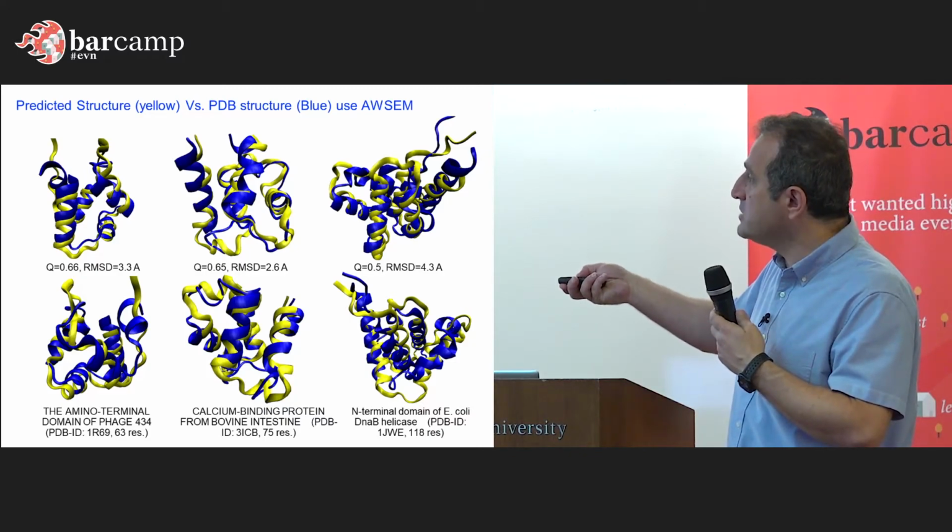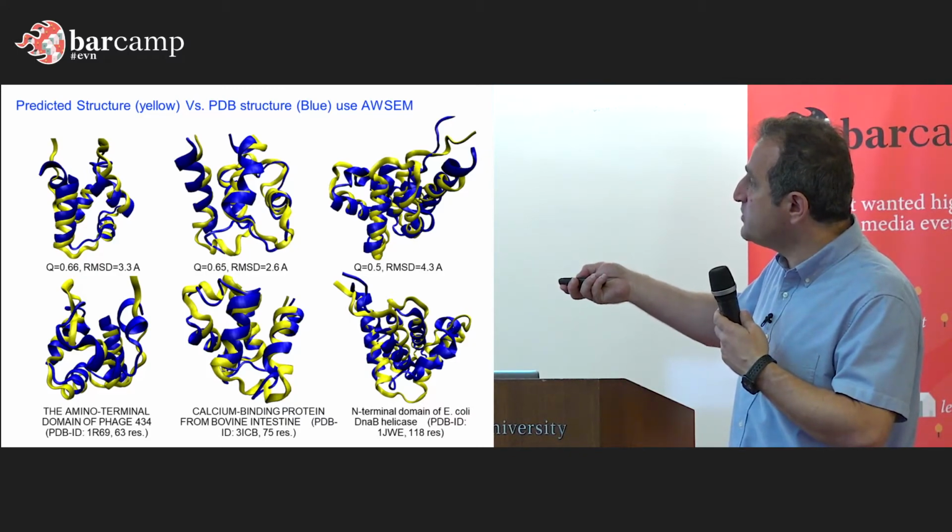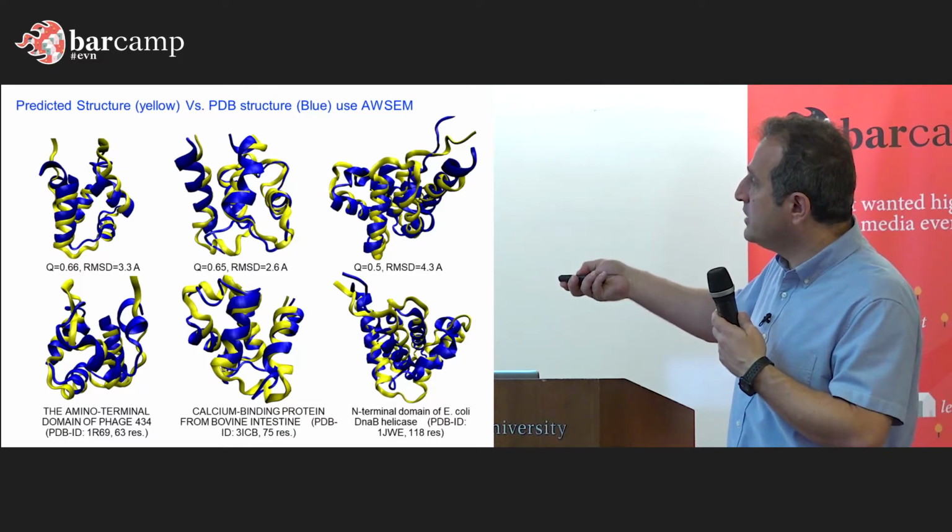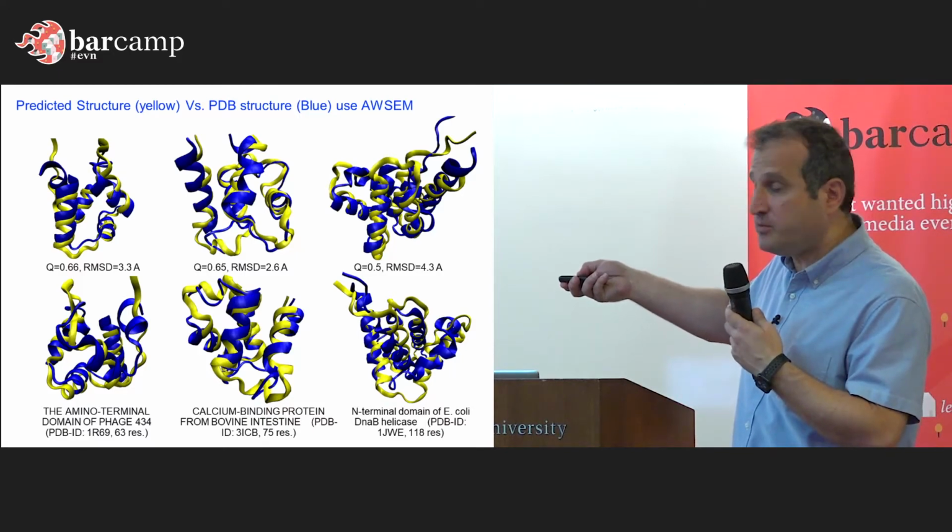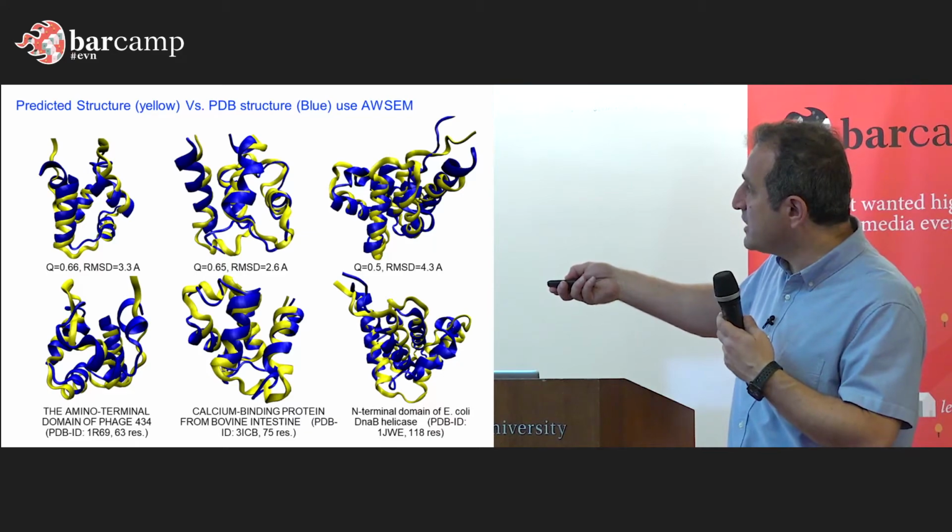In some cases, if you see this superposition, for example, we get it right. You see that the shape is more or less right, but there is this helix, for example.